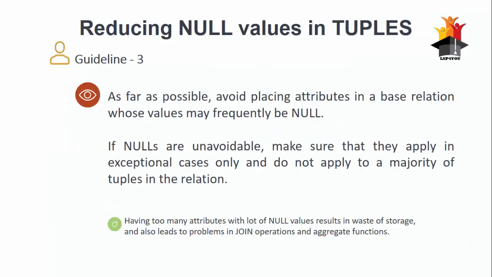So let's see the guideline. As far as possible, avoid placing attributes in a base relation whose values may frequently be null. If nulls are unavoidable, make sure that they apply in exceptional cases only and do not apply to a majority of tuples in the relation. Note, having too many attributes with a lot of null values results in wastage of storage and also leads to problems in join operations and aggregate functions.